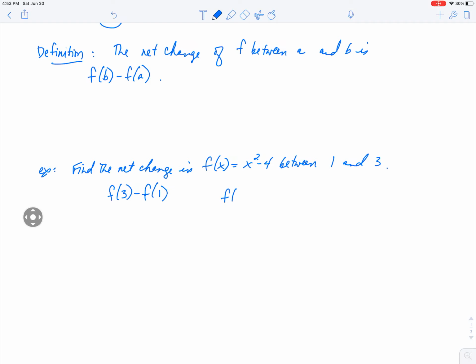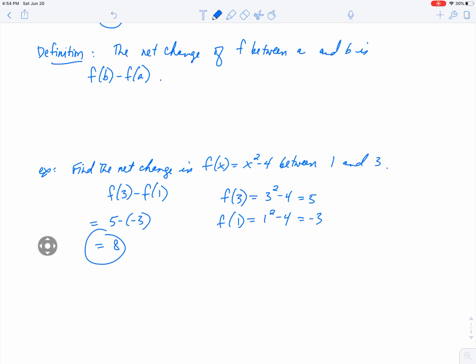Let's calculate those values. First of all, f at 3 is going to be 3 squared minus 4, which is 5. And f at 1 is going to be 1 squared minus 4, right? I'm using the equation of my function here. And that's equal to -3. So the net change, that is how much y changes by between x equals 1 and x equals 3, is going to be 5 minus -3, or +8. And that's my answer. It tells me that the y coordinate increases 8 when x goes between 1 and 3.